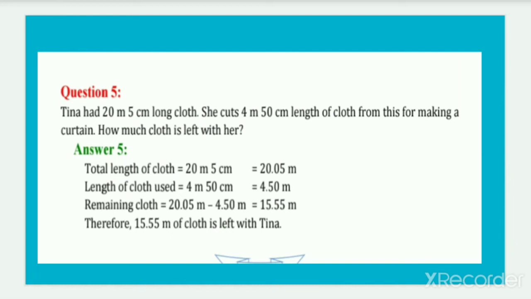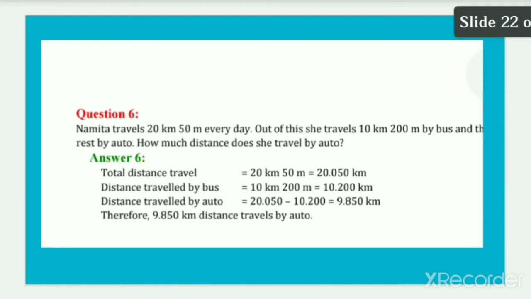Okay, the most important thing to remember is that if the unit is in meter and centimeter, you have to make it one single unit. Either it should be meter or it should be centimeter. So now moving to the next question, question number 6.